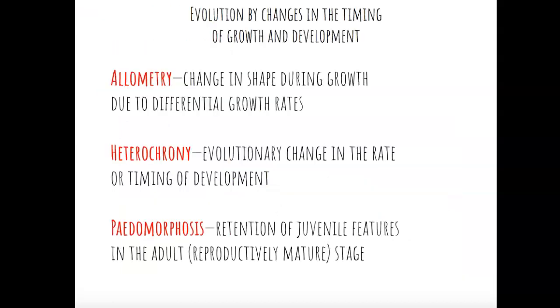We can also have evolution by changes in the timing of growth and development. This can happen through allometry, heterochrony, or pedomorphosis. So allometry is where we have a change in shape during growth due to differential growth rates. Heterochrony is where we have evolutionary change in the rate or timing of development. And pedomorphosis is the retention of juvenile features in the adult or reproductively mature stage. And we're going to talk a little bit more in detail about each of these.